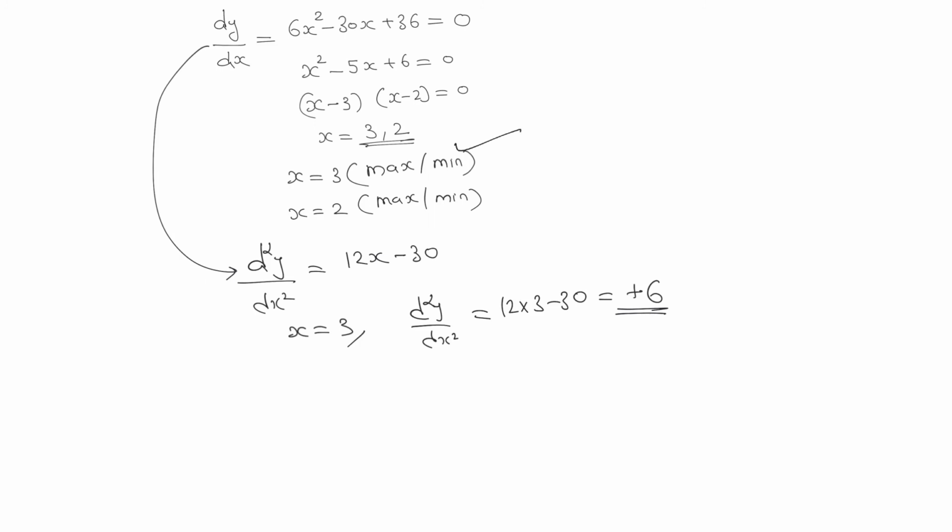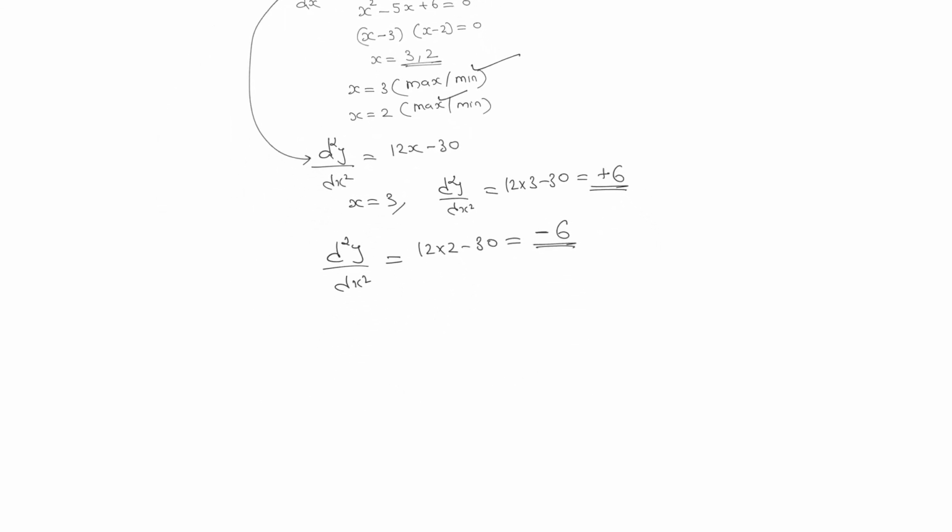Same as like that, if you are finding out the value of d square y by dx square for x is equal to 2, so if you are putting the value of x is equal to 2, it becomes nothing but 12 into 2 minus 30. So that will be equal to 24 minus 30, that will be equal to minus 6. So if you are getting the value of d square y by dx square as a negative value, that means at x is equal to 2, we are going to get a maximum value.